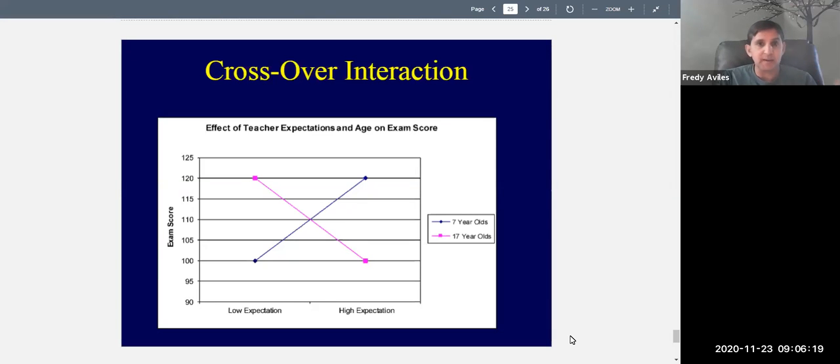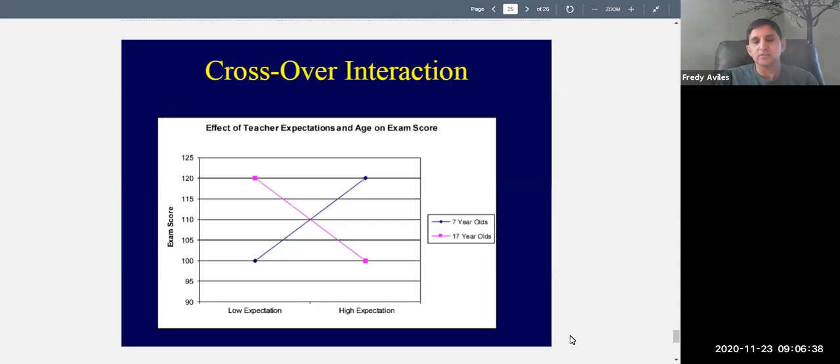No main effect of expectations, no main effect of age. It's like expectations didn't make a difference and age didn't make a difference. Here's the thing, we know it did. It's just more complicated, okay? What we have is an interaction between teacher expectations and age.